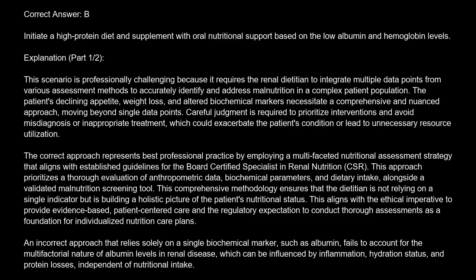The correct answer is B. Initiate a high-protein diet and supplement with oral nutritional support based on the low albumin and hemoglobin levels. Explanation. This scenario is professionally challenging because it requires the renal dietitian to integrate multiple data points from various assessment methods to accurately identify and address malnutrition in a complex patient population.